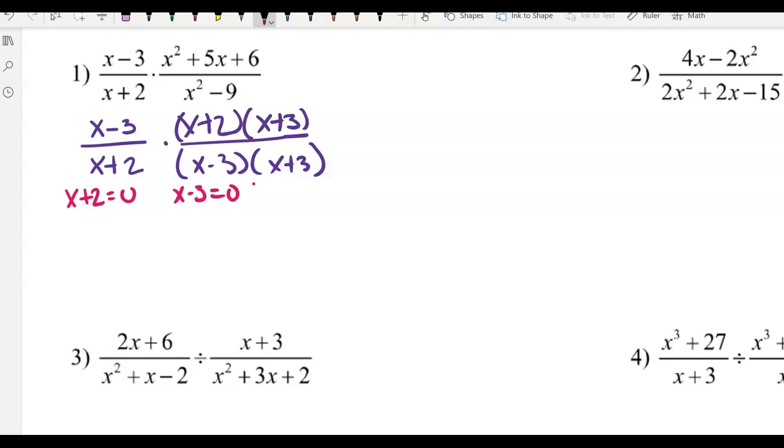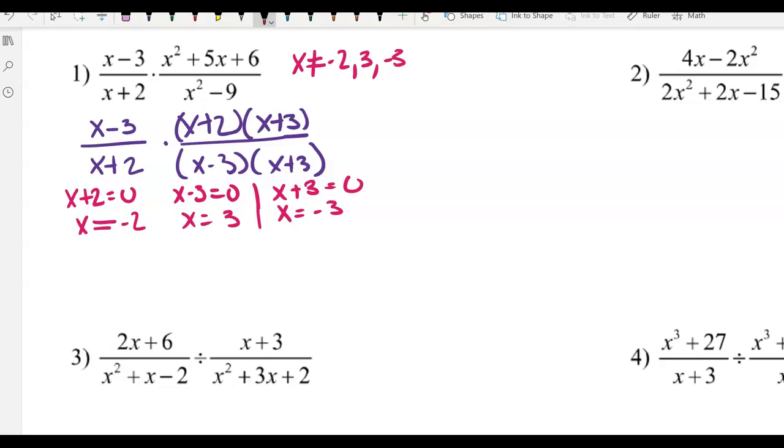As you can see, when you set these equal to 0, we have x equals -2, but when we write the restriction, do we write equals, guys? No. We write what? Cannot. So restrictions are x cannot be what? -2, comma, 3. Right, we need to box that up. Now, this is my favorite part, y'all.